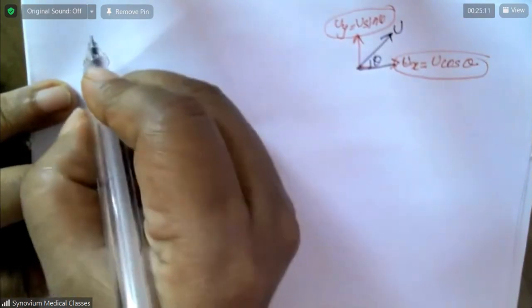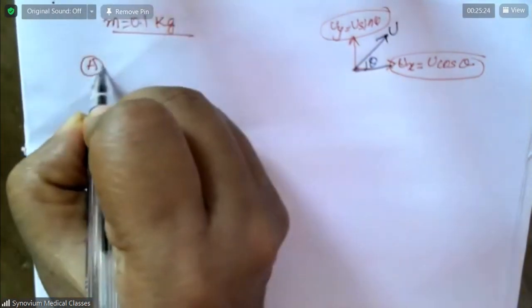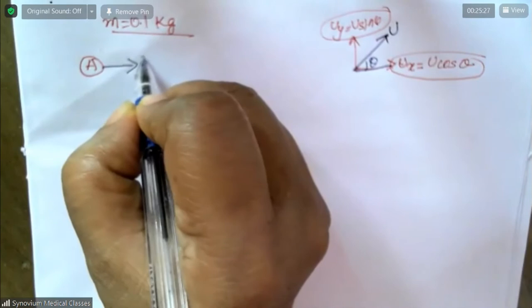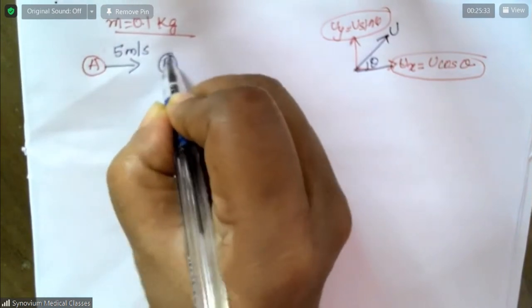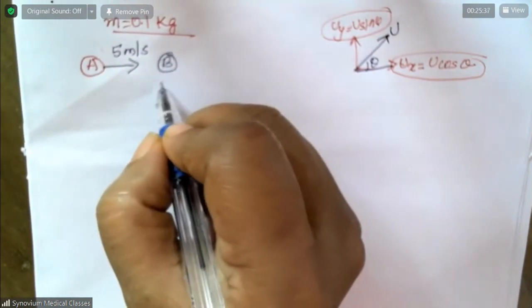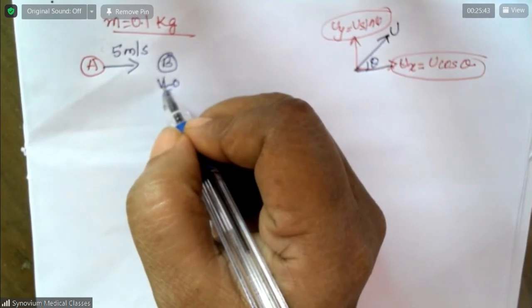Now let's do this sum. You have to apply the law of conservation of momentum. You have got two hockey pucks. One is this, A. There are two pucks, each has a mass of 0.1 kg. Assume the mass is the same for both. Now this A is moving horizontally with a velocity of 5 meter per second, collides with B, which is at rest. How do I show B is at rest? Its U is equal to 0.